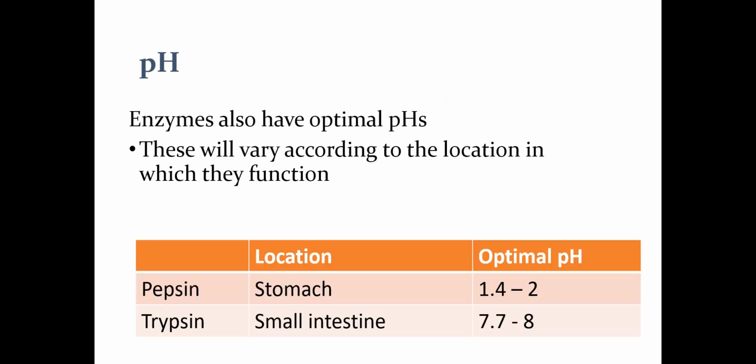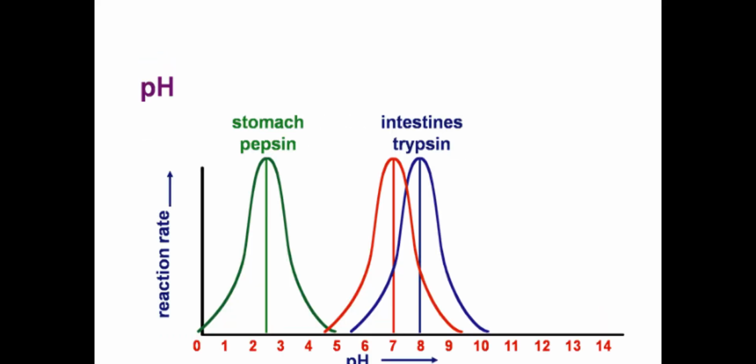Enzymes also have an optimal pH, similar to the optimal temperature. It varies according to the location in which they are formed. Look at the pepsin pH. The optimal pH of pepsin is 1.4 to 2.2, whereas trypsin is 7.7 or 8. So pepsin mainly works in the stomach pH, whereas trypsin mainly works in alkaline pH, in the intestines.